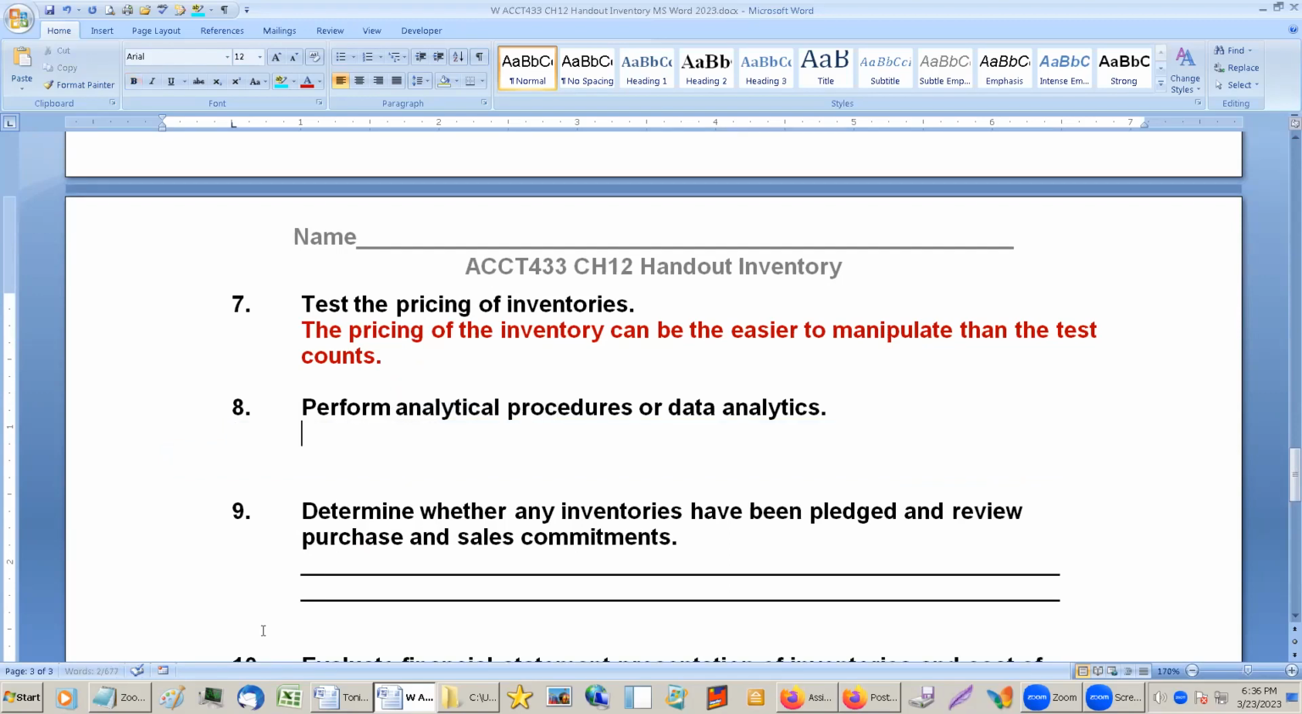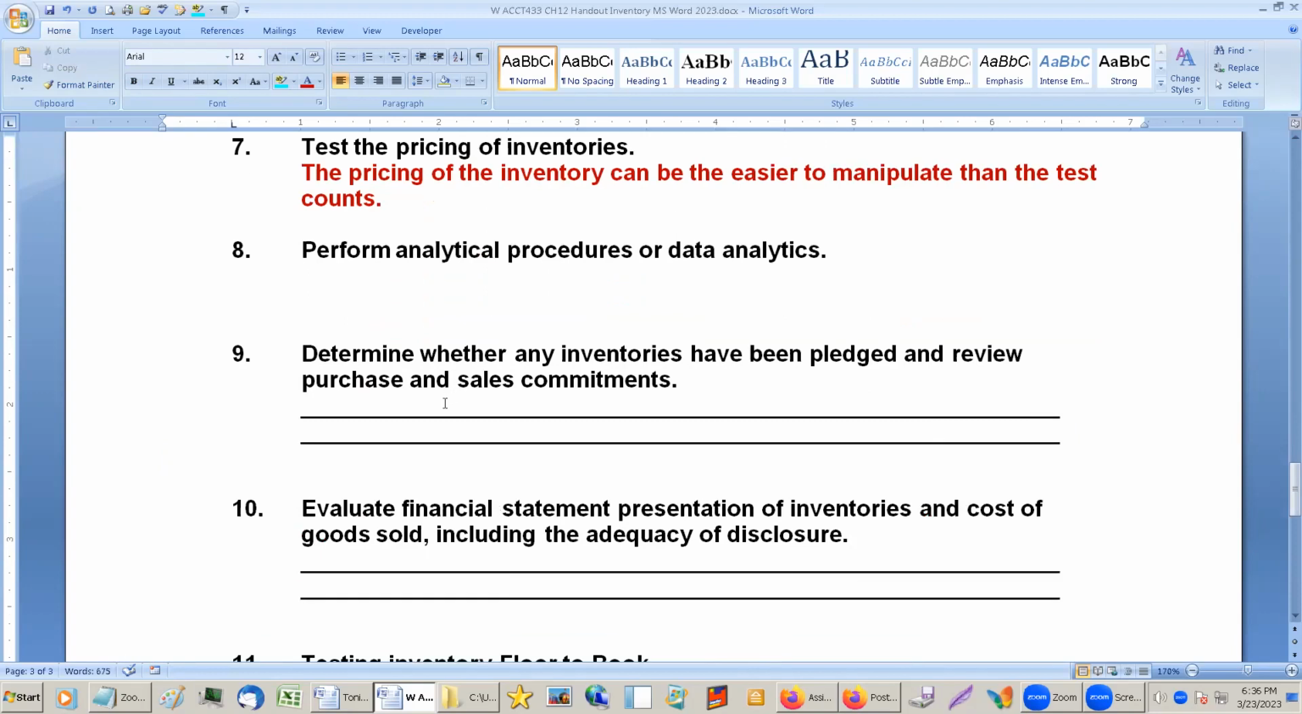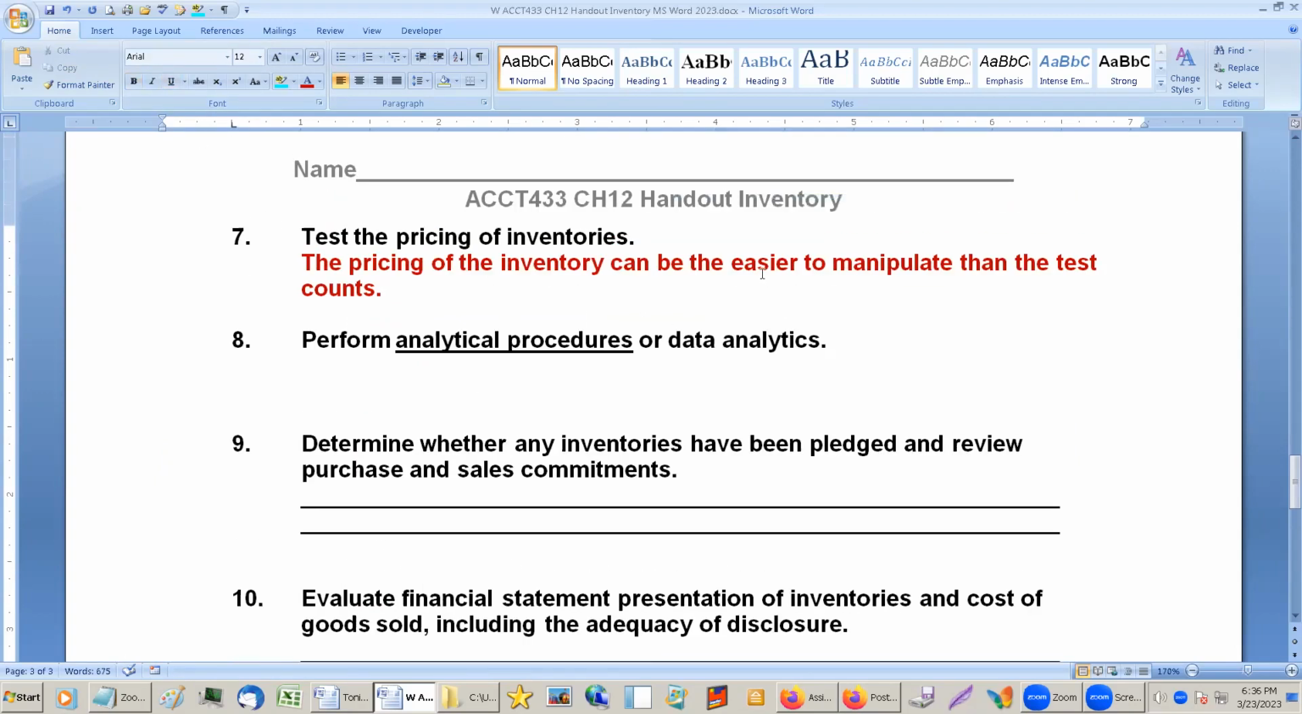Perform analytical procedures, or data analysis, analytics. I don't know if we talked about those, did we? We talked about analytical procedures. They sort of point you to where problems are.